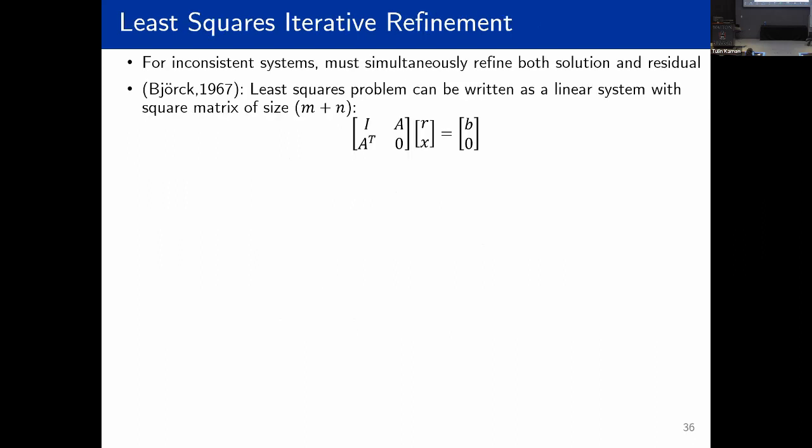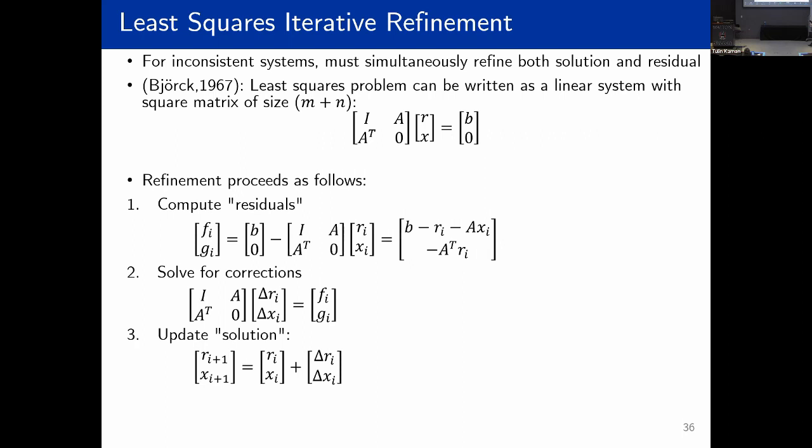If I have an inconsistent linear system, which is usually going to be the case, you have to simultaneously refine the solution and the residual. Björck came up with a very nice way of doing this back in the 60s. He showed that I can write the least squares problem as a linear system with this augmented matrix, so I'm solving for the residual and the solution. Then I can just do refinement on this augmented linear system. I'll compute the residuals, solve for the corrections, and update the solution. In this way, I'm simultaneously refining both the residual and the solution.